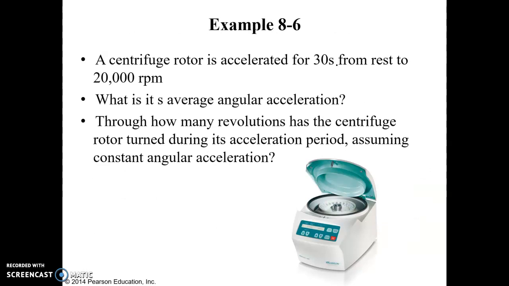For instance, example 8.6: a centrifuge rotor is accelerated for 30 seconds. So we can write down our delta t is 30 seconds from rest. So our initial angular velocity is 0, to a final angular velocity of 20,000 RPMs. And we want to know what the angular acceleration is. And then part B will ask how many revolutions it goes through during that period.